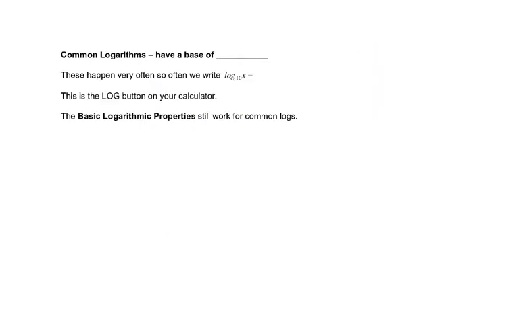Common logs are logs that have a base of 10. And this is a log that happens the most often. That's what we call it common. And it happens so often that we usually write it without that little 10 down below. We usually just write it as log of x. And this is the log button that you see on the left-hand side of your calculator. All our log properties work for common logs just like they worked for other logs.